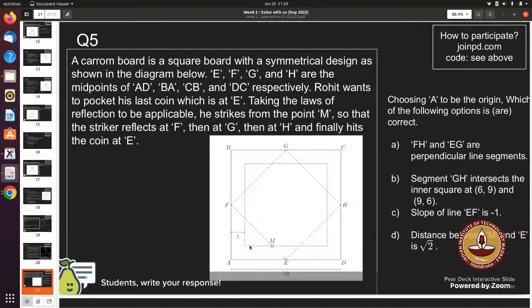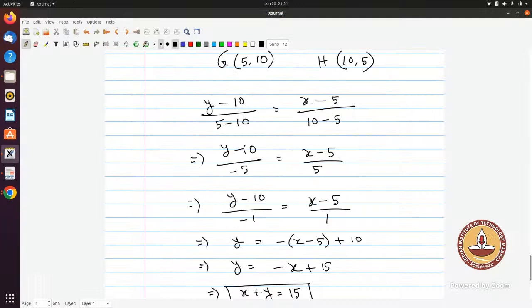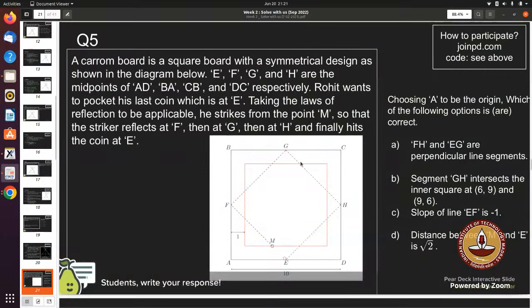Now, what is this point of intersection? This is y equal to 9. If I put y equal to 9 in this equation, I will get x equal to 6. So 6, 9 is one point. Another point is 9, 6, because here x equal to 9, so if we put x equal to 9, then y will be 6. So again, B is correct.